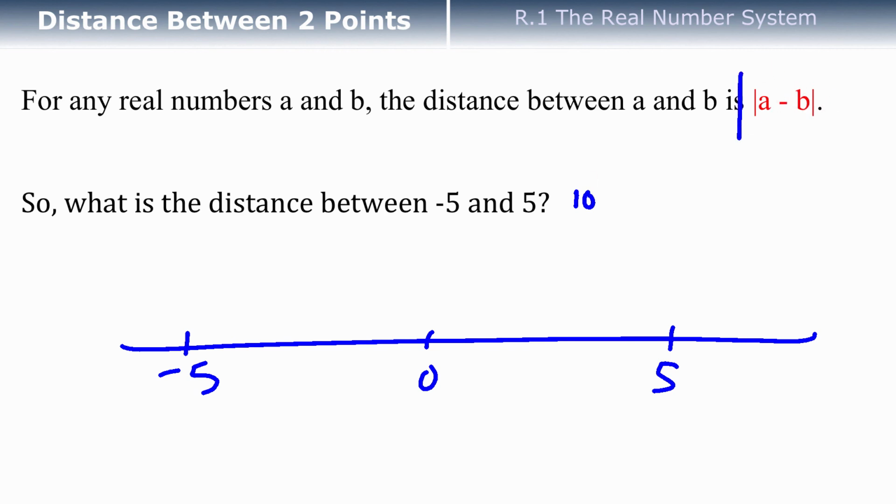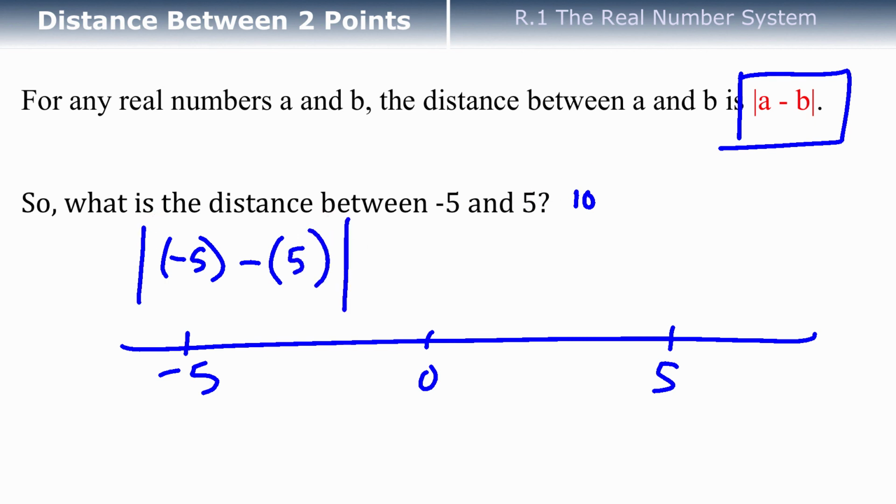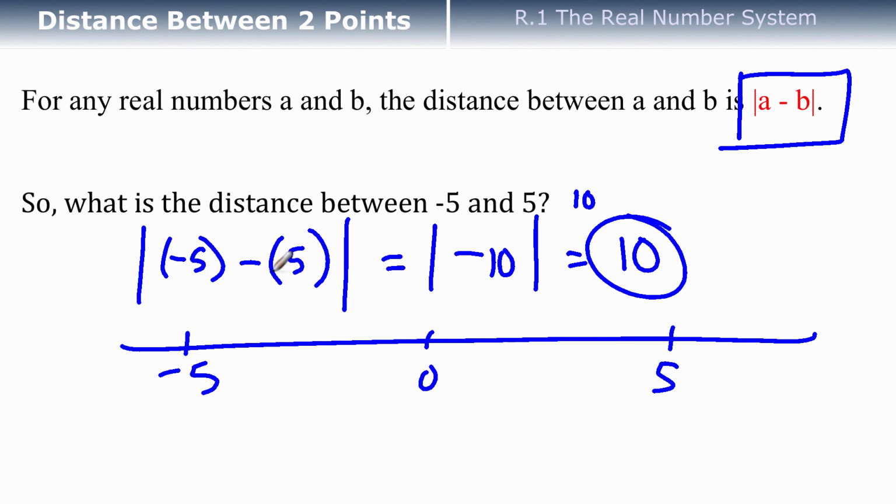But I can also use this little formula with an absolute value sign in to help me figure that out. So if I want to know the distance between, I could say, okay, this is the first number, a. That's negative 5. So negative 5 minus b, the second number is a 5. And I have to take the absolute value of that. So negative 5 minus 5 is equal to a negative 10. And the absolute value of negative 10 is positive 10. So the distance between those 2 points, positive 10. That's how far they are.